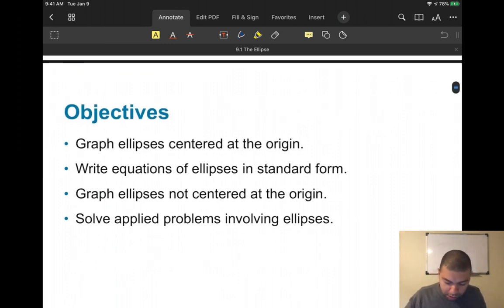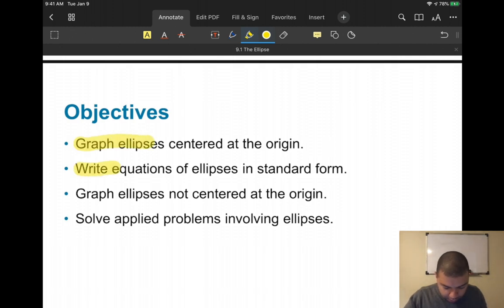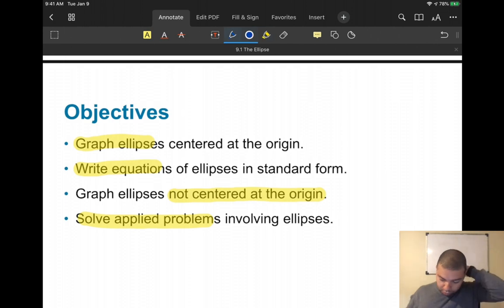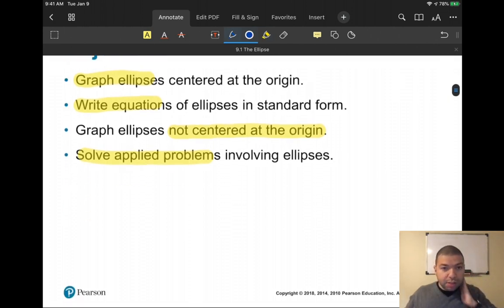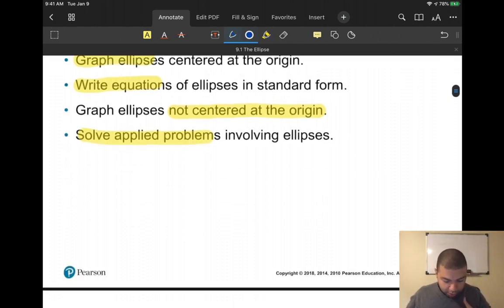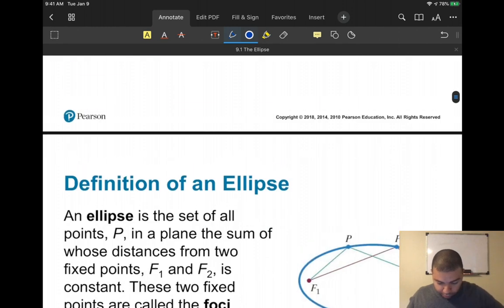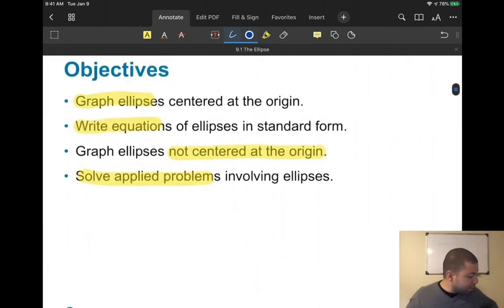Here are the objectives for today. How to graph ellipses, how to write equations of ellipses, how to graph ellipses not centered at the origin, right? And how to solve applied problems. Should be a fairly simple piece of content here. If you haven't seen ellipses before, you may need some extra practice. And I'll refer you to a couple of exercises.